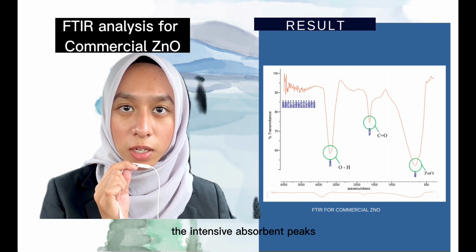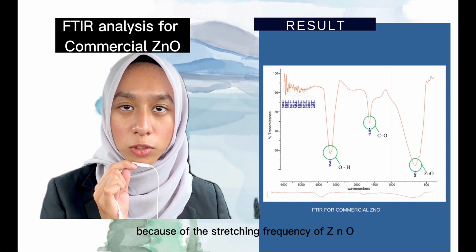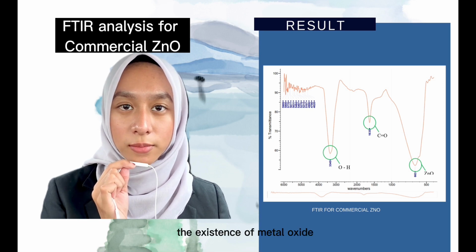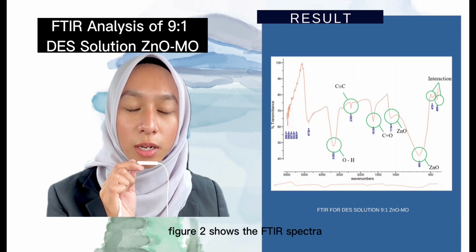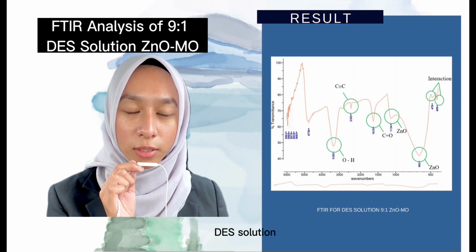The intensive adsorption peaks at 663 correspond to the standard peaks of ZnO because of the stretching frequency of ZnO bonds that confirm the existence of metal oxide. Figure 2 shows the FTIR spectra of ZnO-MO nanofluid as a solution.